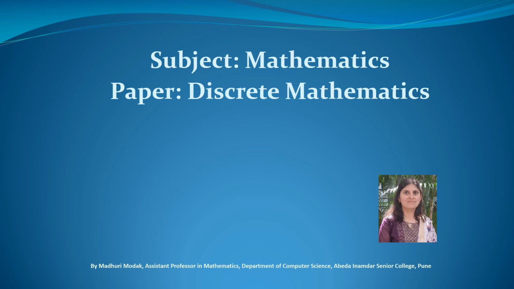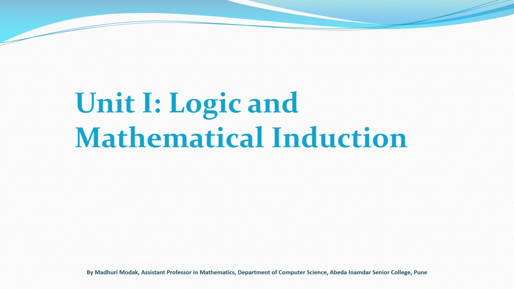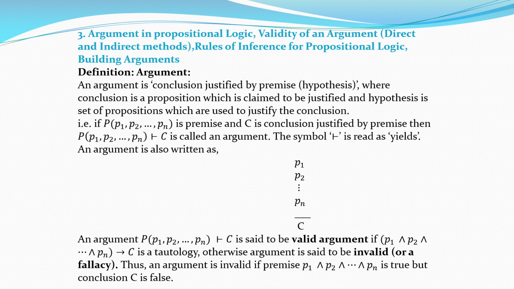Now, in the paper Discrete Mathematics, the first unit of Discrete Mathematics is Logic and Mathematical Induction. For computer science students, this unit is very important. Negation. Now, the third point is argument in propositional logic: validity of an argument, direct and indirect methods, rules of inference for propositional logic and grading arguments.